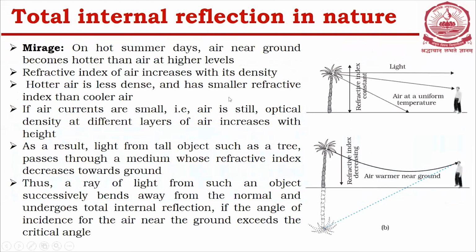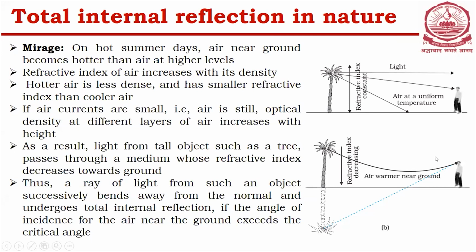So how this mirage happens is due to total internal reflection. During hot summer, the air near the ground becomes hotter than the air at higher levels. So when it is very hot, it is less dense and has a smaller refractive index than the cooler air. So the light actually bends, so it appears to come from somewhere here. That is the reason the mirage appears.